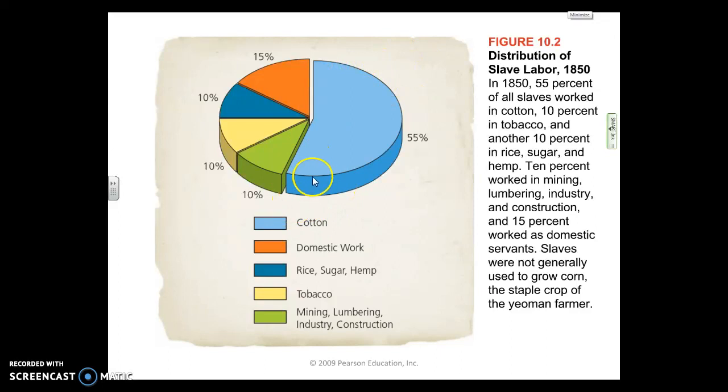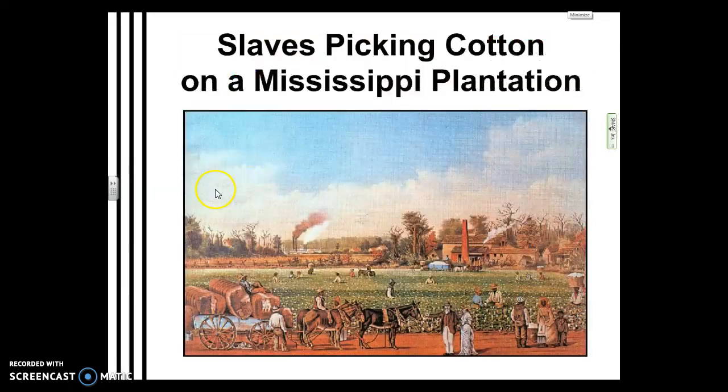You can see our slave labor here, for what kind of work slaves did. Over half of slaves worked in cotton production, whereas the next biggest one is domestic work, and then the rice, sugar, and hemp, tobacco, and the mining and more urban type labors that existed.